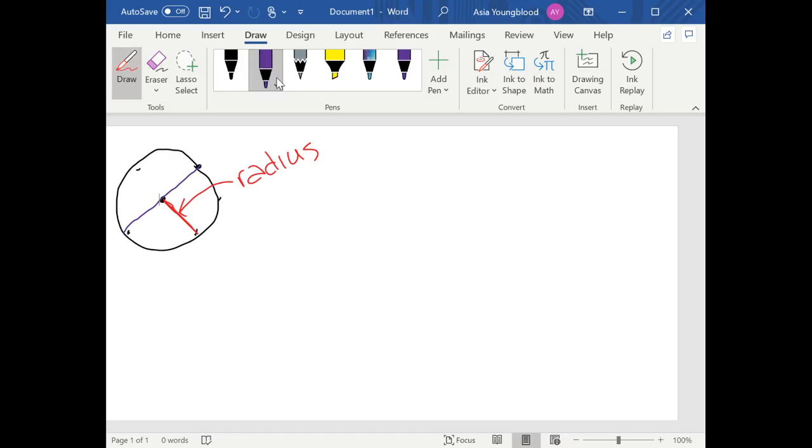Or we could have drawn it any way, really. So we could have also drawn it something like this, right? So these lines are going to have the same distance because they're both going from end to end of the circle, and they're cutting through the center. So this line is called the diameter. So the longest line that goes through the circle is called the diameter.